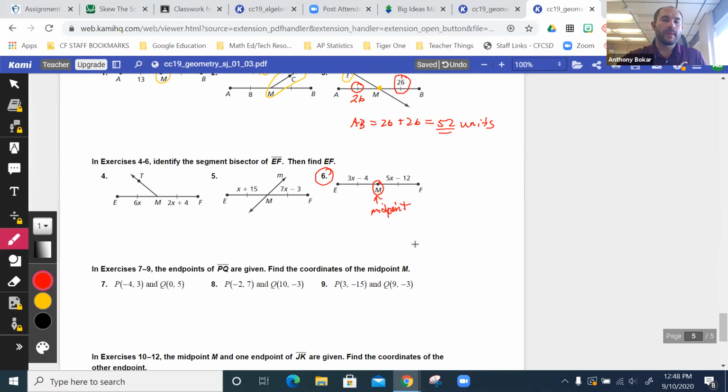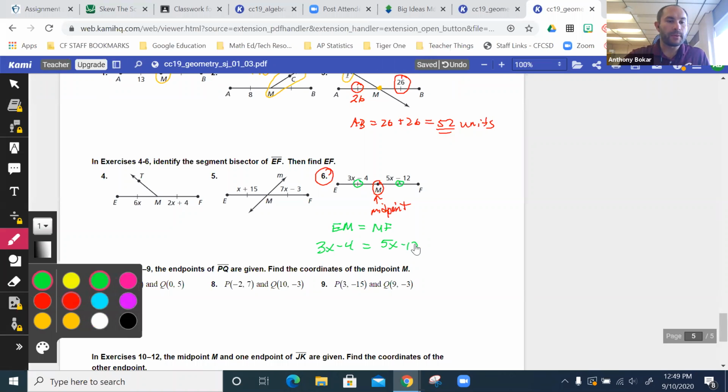So what does that mean? That means that it splits this segment EF into two congruent pieces, right? That's what those tick marks mean. But what does that mean? That means that EM has to be equal to MF. And according to our little expressions up there, EM is the same as 3x minus 4, and MF is the same as 5x minus 12. All we have to do is solve that equation to figure out what x is.